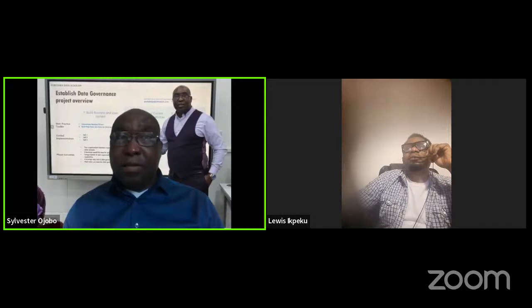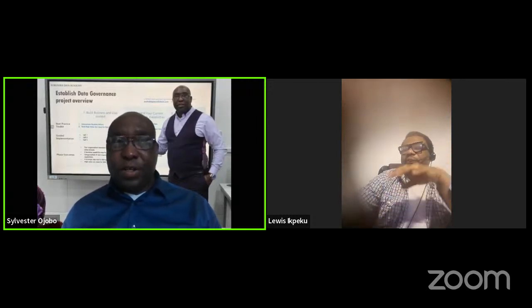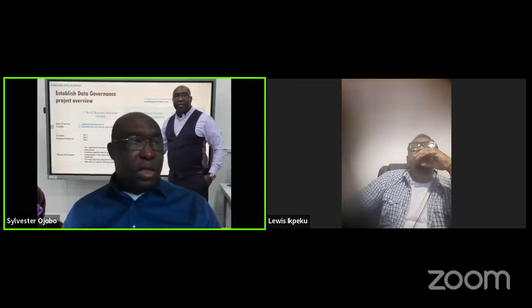We define data governance policies as a set of rules, procedures and guidelines that any organization establishes to ensure the effective and secure management of its data assets, because data is a valuable asset. This policy also outlines how data should be managed, stored, accessed and protected throughout its life cycle within the enterprise.